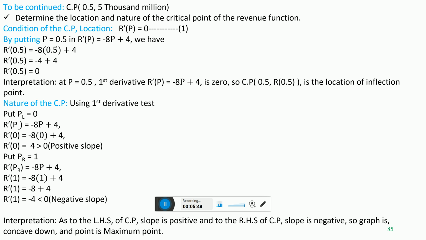So I am using the first derivative test. We discussed the first derivative test before this also. So I am applying it here. This is our value, p is equal to 0.5. To check the slope of the function to the left of 0.5, I will take a near value to the left of 0.5, which is 0.